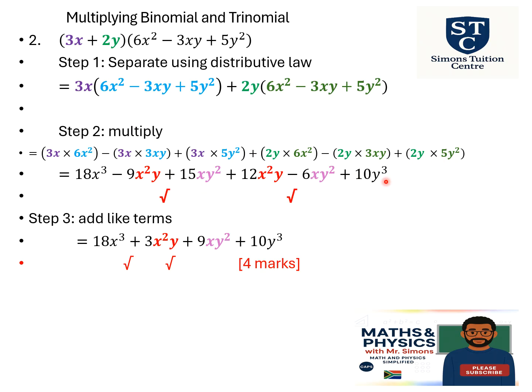Right, and now we add the like terms. So the 18x cubed stays 18x cubed. 10y cubed stays 10y cubed. Minus 9 plus 12, or 12 minus 9, would give me plus 3. 15 minus 6 would give me 9xy squared. So 1 mark for multiplying and getting the correct 3 terms there, another mark for getting those 3 terms correct, 1 mark for adding like terms, another mark for like terms, and that is how we test the 4 marks.